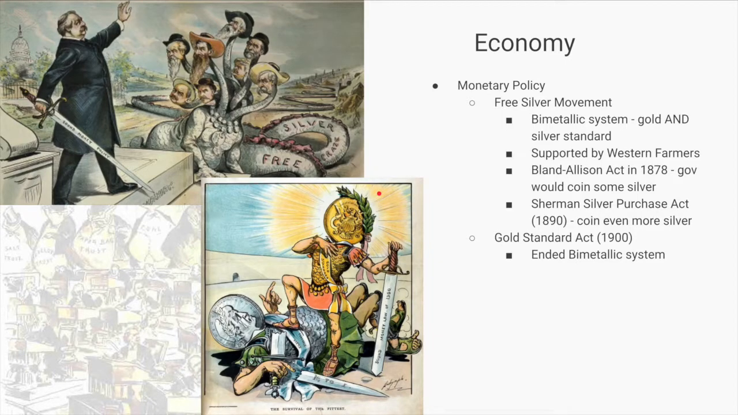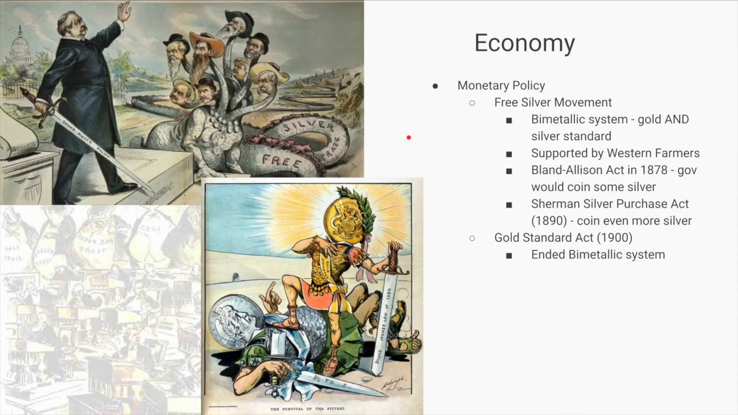We also have monetary policy. I kind of hinted at this that's happening at this time. There's something called the free silver movement, which is the idea that we should have a bimetallic system where gold and silver is our standard of currency, meaning that if it's just gold, we'll have less money in the economy. If it's gold and silver, we'll have a whole bunch of money in the economy.